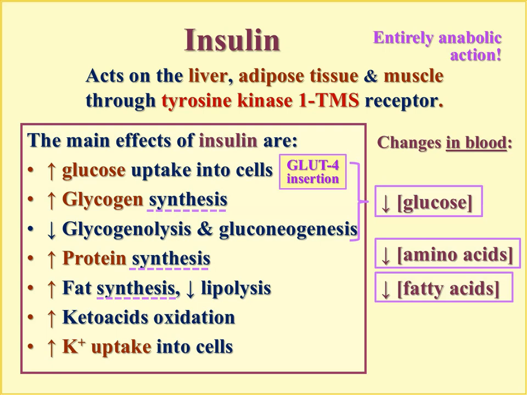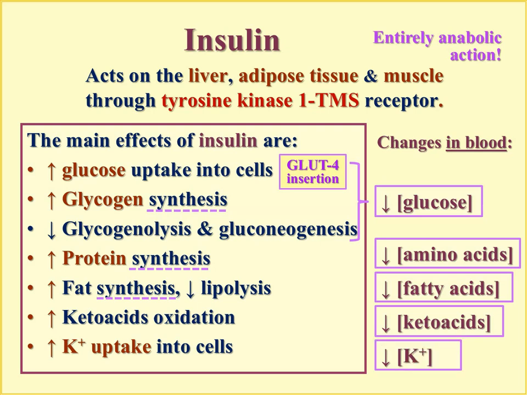And then you can predict that keto acids become oxidized. They are less formed and more oxidized. Therefore, keto acid level also decreases. And finally, potassium level also decreases. So all these changes are decreases of substrates necessary for production of complex substances in the body cells. And also there is a decrease of keto acids and potassium blood level.